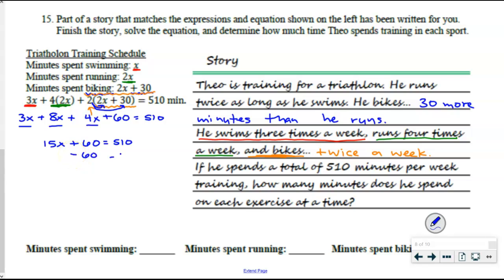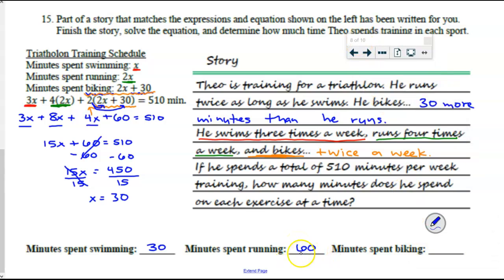Subtracting 60 from each side. And I get 15x is equal to 450. Divide each side by 15. And I have x is equal to, which part now? 450 divided by 15, what did you get there, Oren? 30. And so again, what does that x represent? Minutes spent swimming is 30. Minutes spent running is twice that, 60. And minutes spent biking is 30 more than that, so that would be 90.